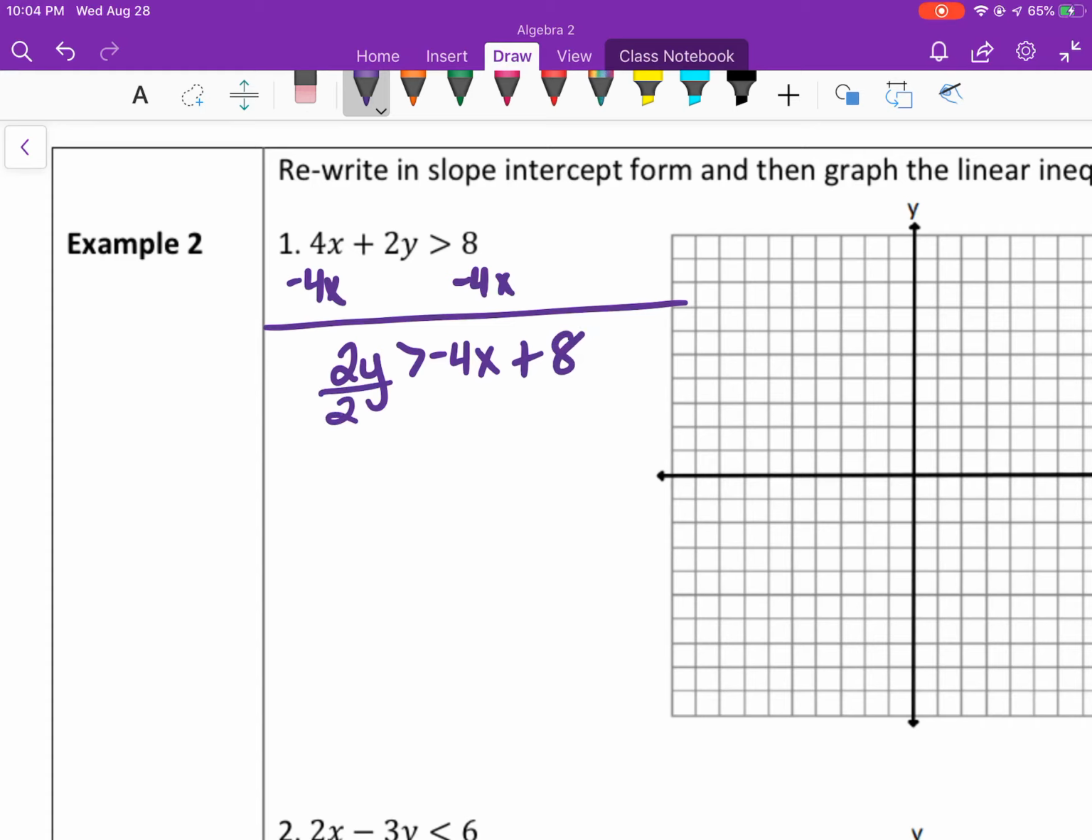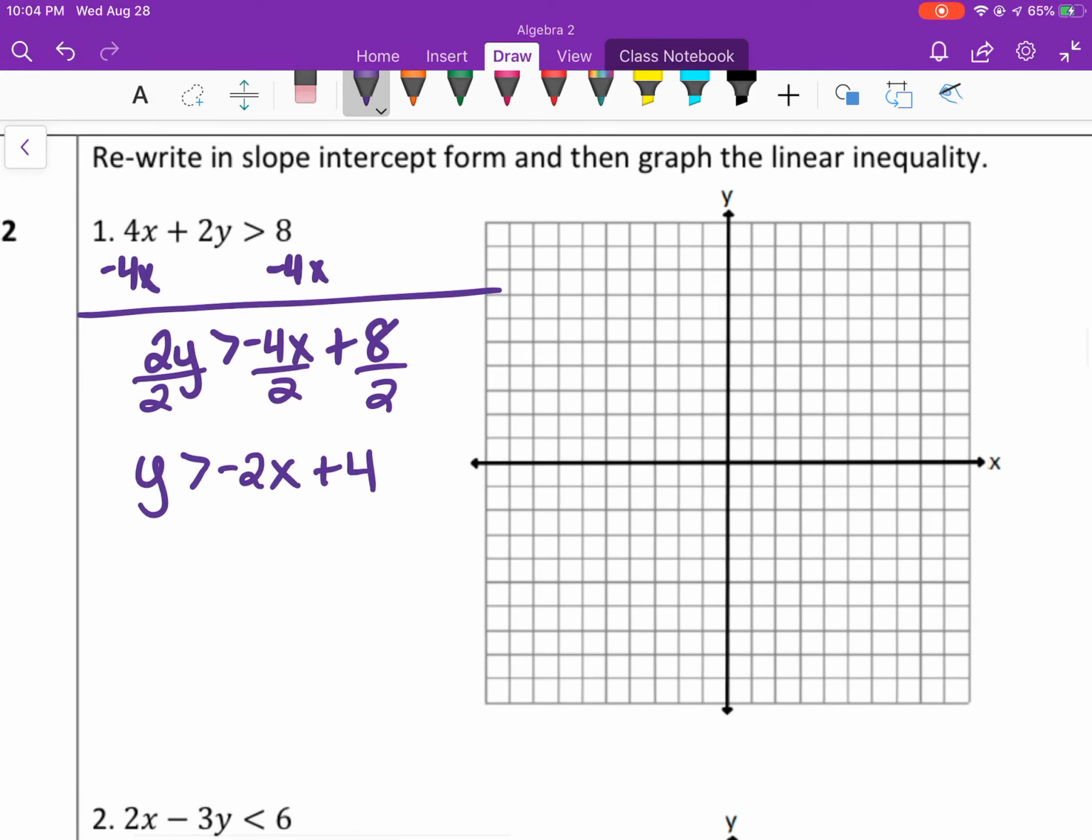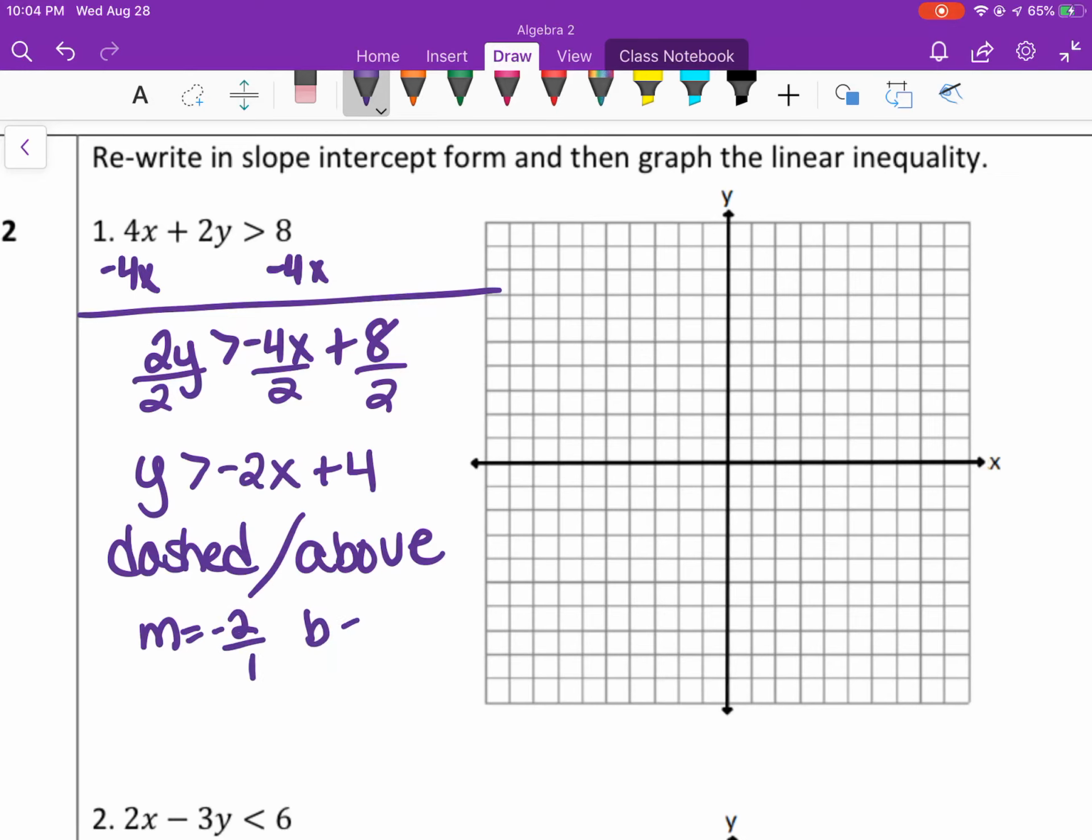And then I'm going to divide everything by 2 to get y by itself. So y is greater than negative 2x plus 4. So then I have a dashed line because it's just greater than. I'm going to be shading above since it says y is greater than that line. And I have a slope of negative 2 or negative 2 over 1 and a y-intercept of 4. So that's going to look like this.